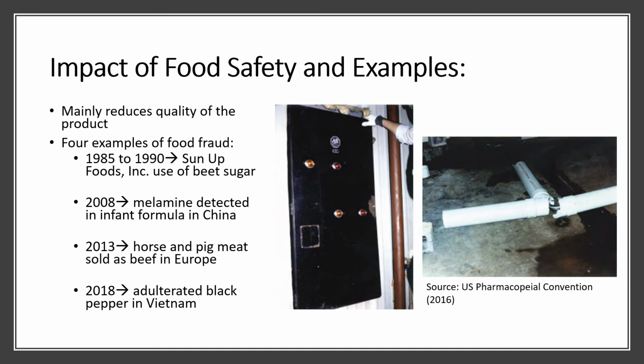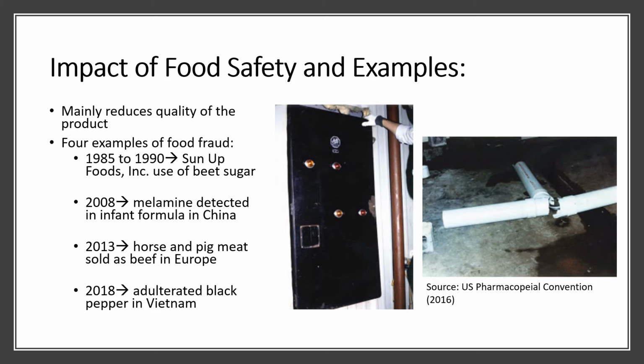Food fraud mostly will result in the reduction of the product's quality rather than its safety. However, in some instances, food fraud has led to complications, which makes it relevant to public health. One of the most interesting instances of food fraud that I found while researching this topic occurred in 1985 and ended in 1990. In this example, Sunup Foods Incorporated sold unsweetened orange juice concentrate, which was fraudulently diluted with about 10 to 20% beet sugar.